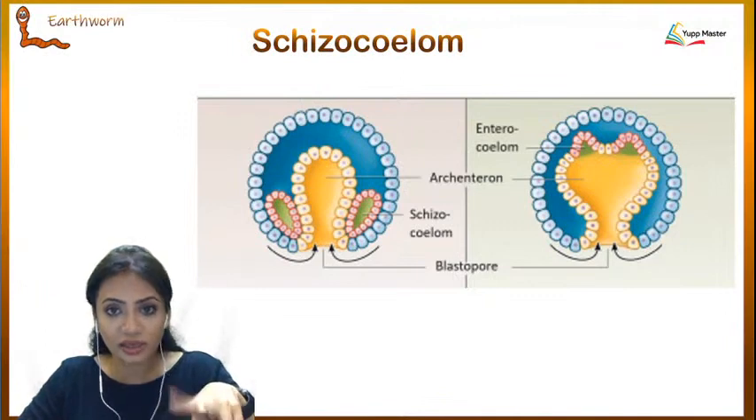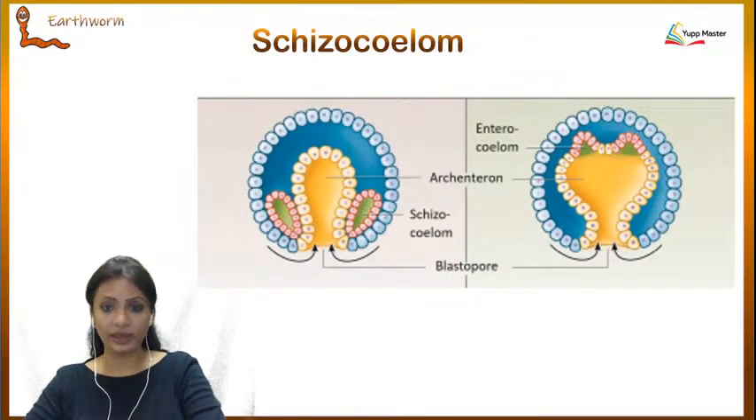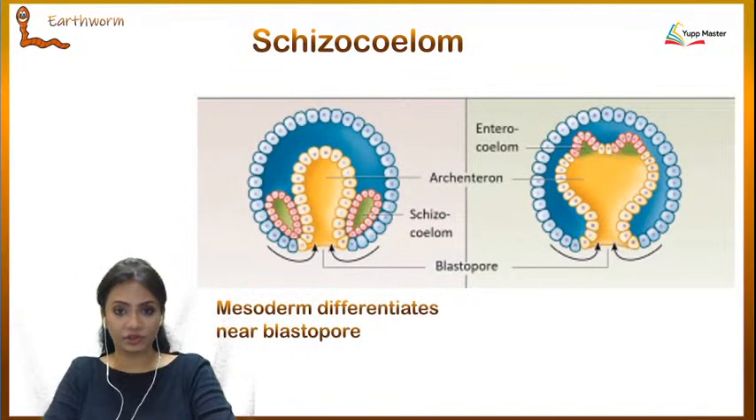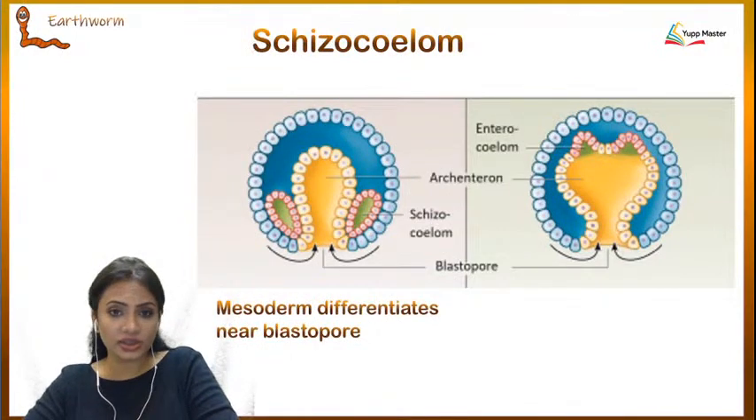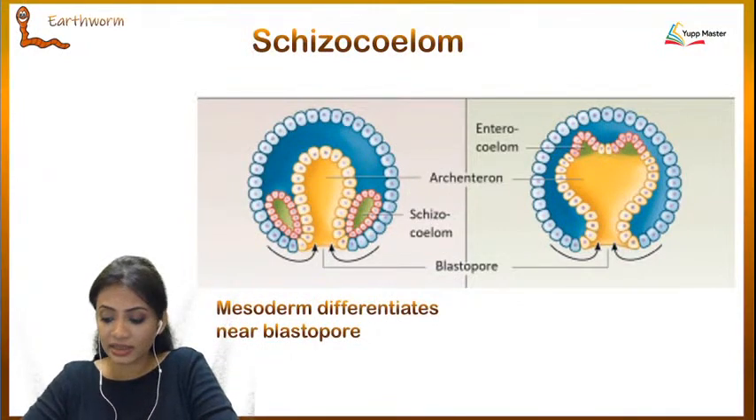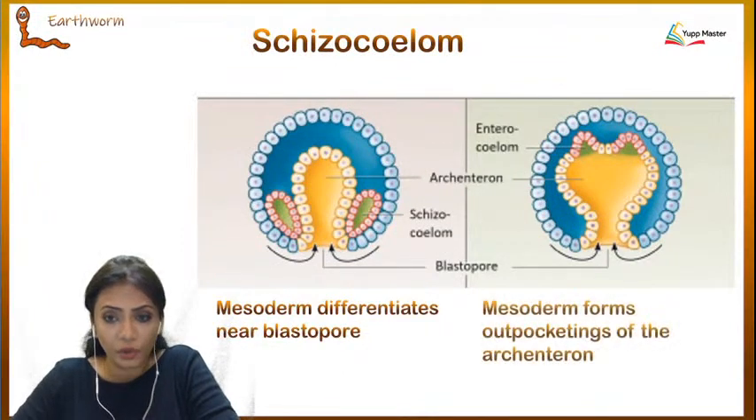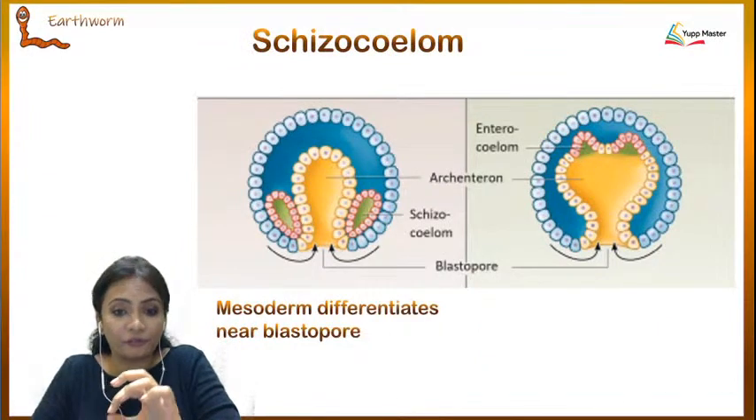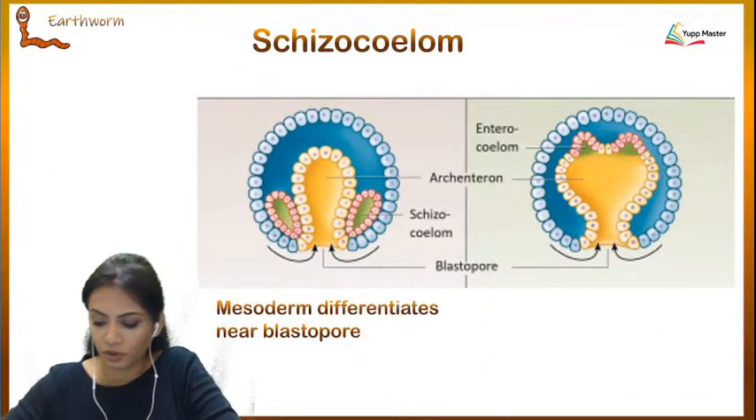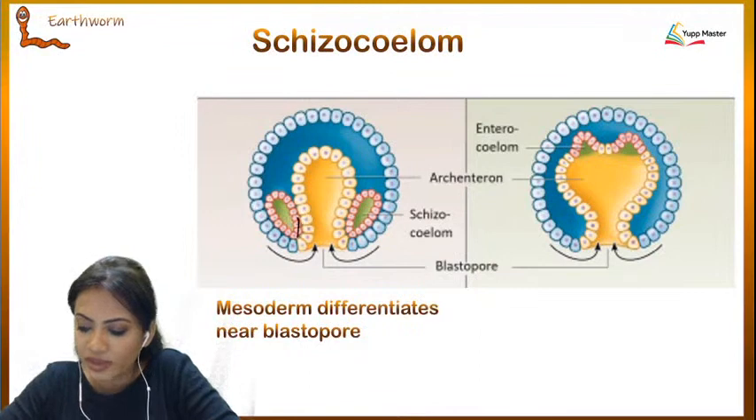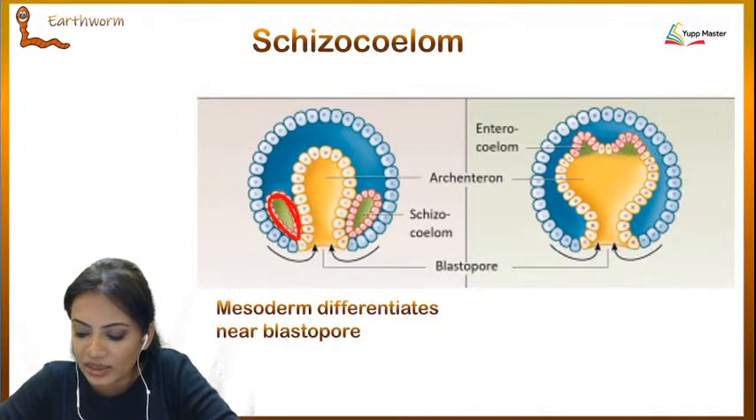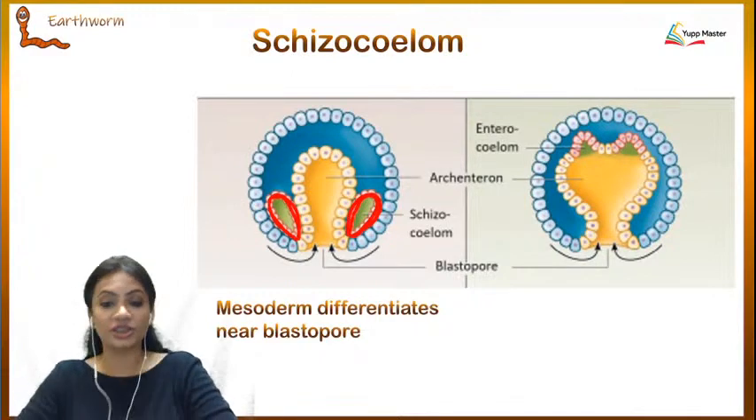What is a schizocoelom, and let's see how it looks. Look at the two types of coeloms here. First, the schizocoelom is where the mesoderm layer has differentiated near the blastopore. Can you see here how this is the region? Let me mark that in red. This is the region where that mesoderm is found. So it is differentiating near the blastopore. This is the schizocoelom.